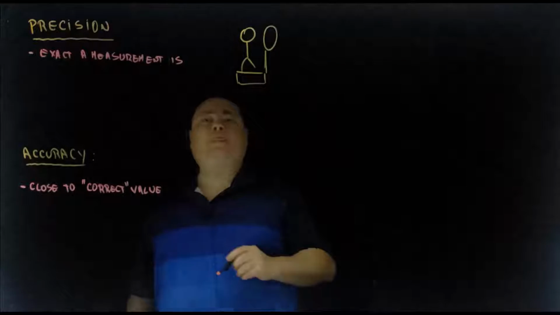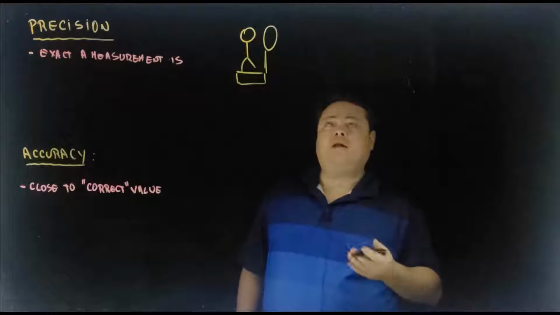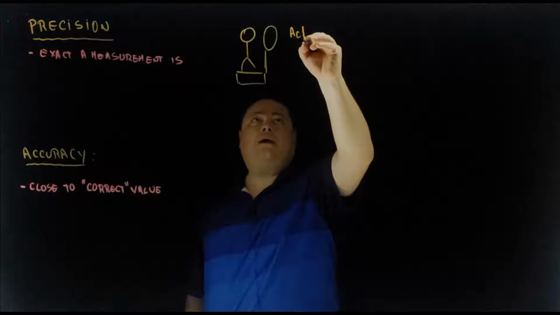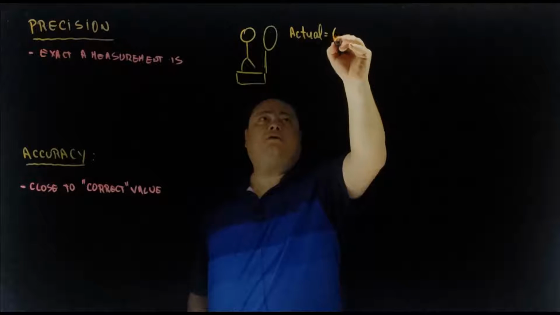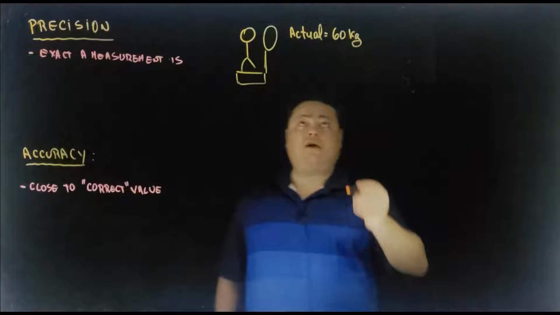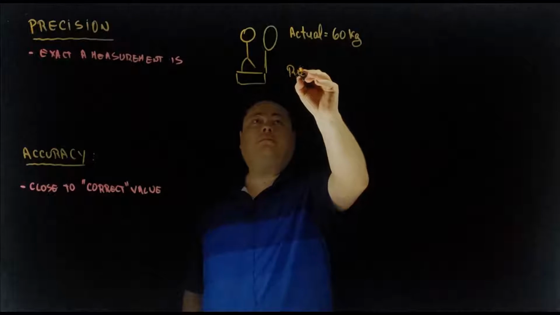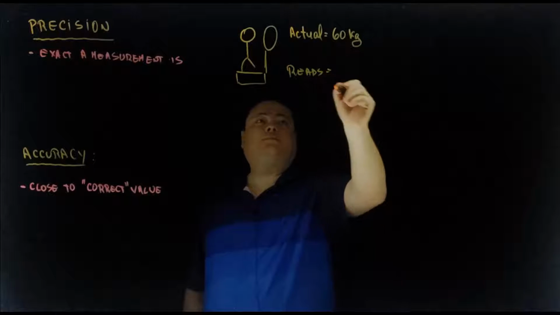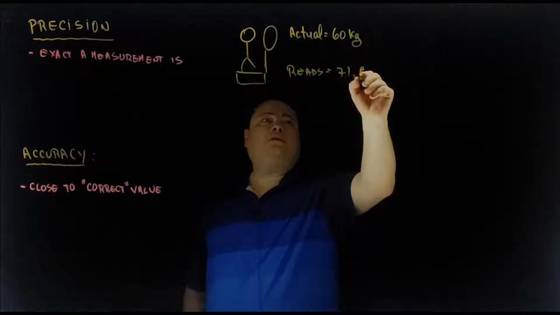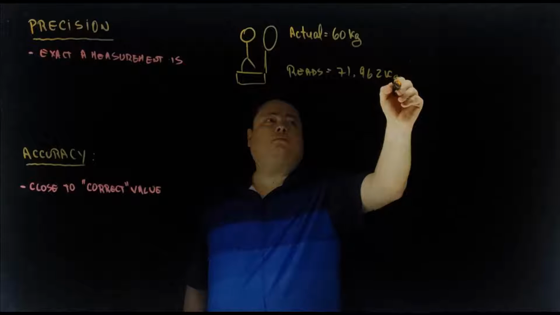Okay, so here's Bob. And Bob's body mass is 60 kilograms. So the actual result is 60 kilograms. But the scale reads 71.962 kilograms.